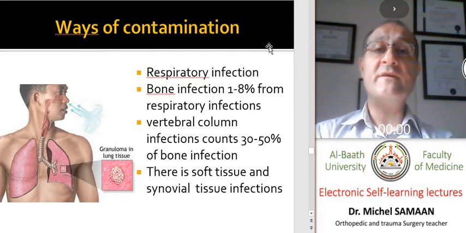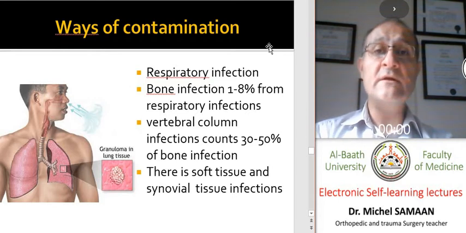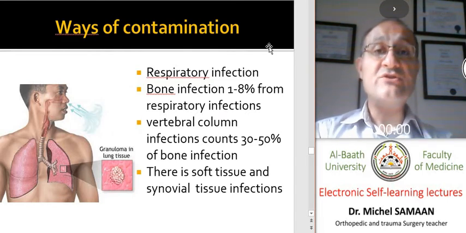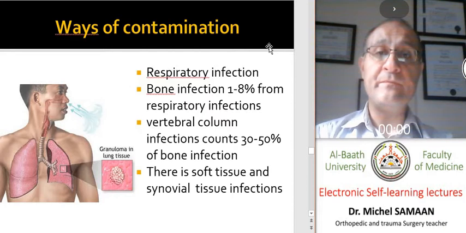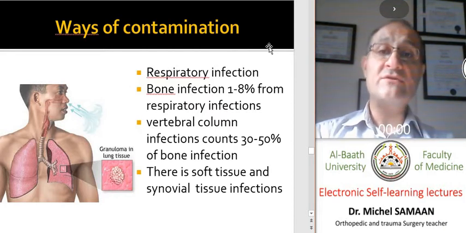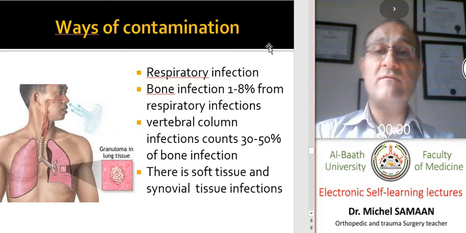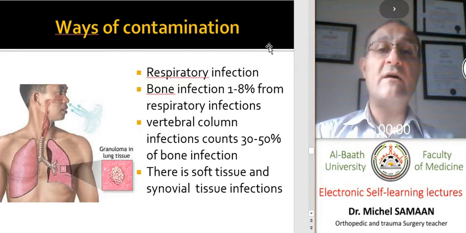Usually, this mycobacterium reaches the patient by respiratory infection, or even sometimes by bowel infection. The bone infection appears in 1 to 8% of cases from respiratory infection cases. And the vertebral column infection counts for about 30 to 50% of cases of bone infection. Sometimes we also have soft tissue and synovial tissue infection.